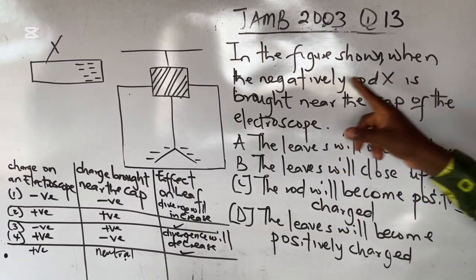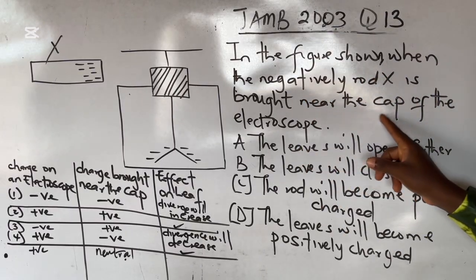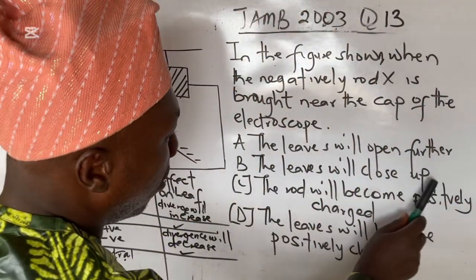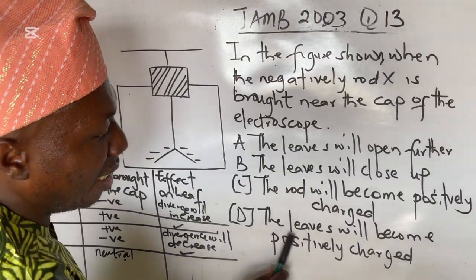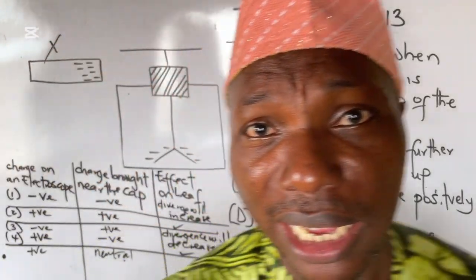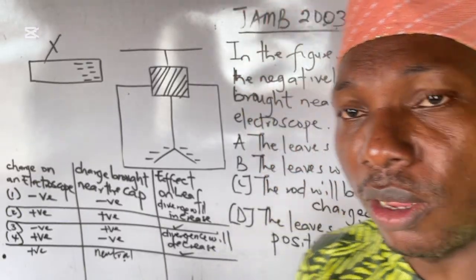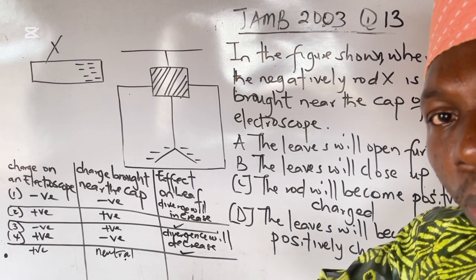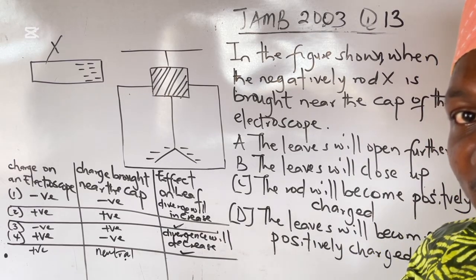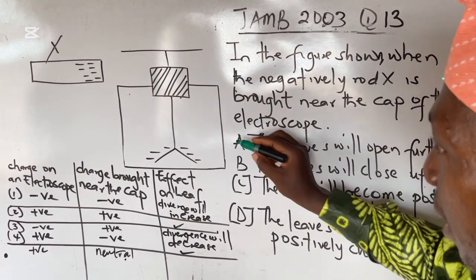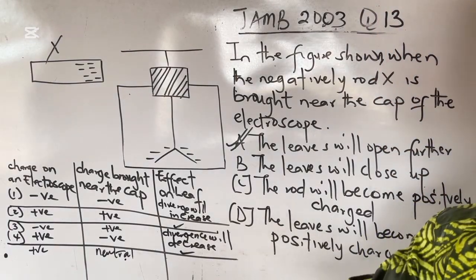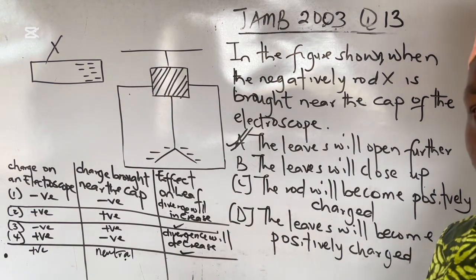In the figure shown, when the negatively charged rod X is brought near the cap of the electroscope, we have: the leaf will open up, the leaves will close up, the rod will become positively charged, the leaves will become positively charged. As I've mentioned in my explanation, when divergence increases, it means the leaf will open further. Divergence increases. That means the answer is option A. Another word for divergence increases is the leaf will open further. It will separate. It will not collapse or close up.